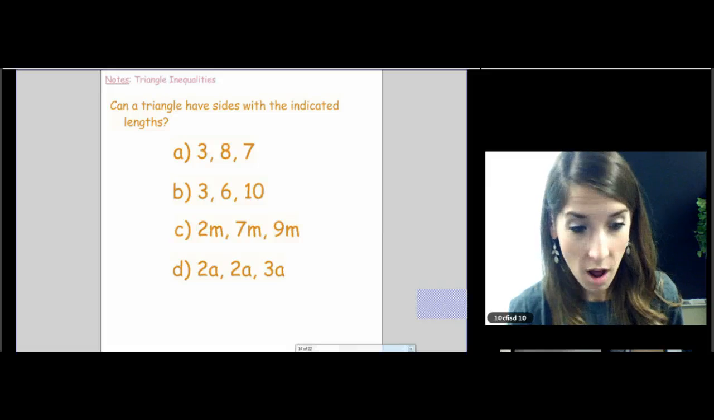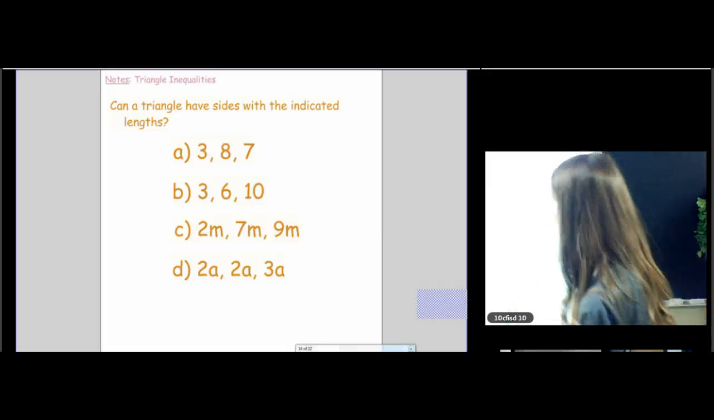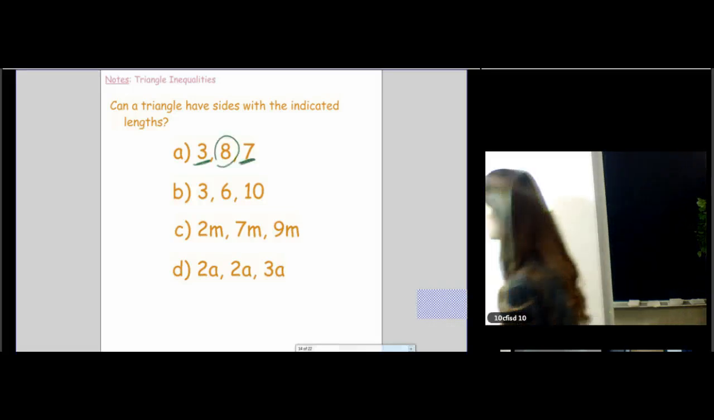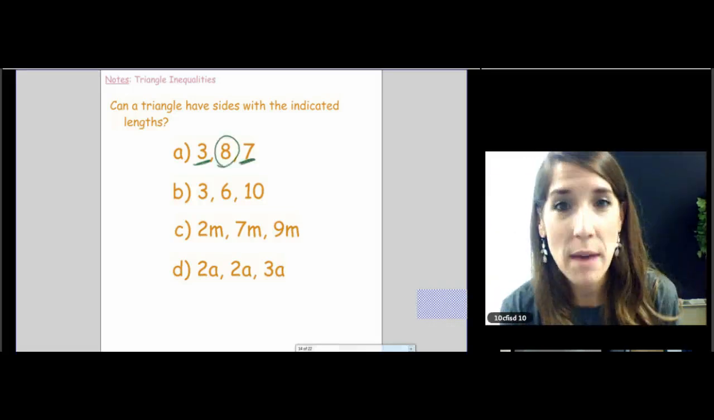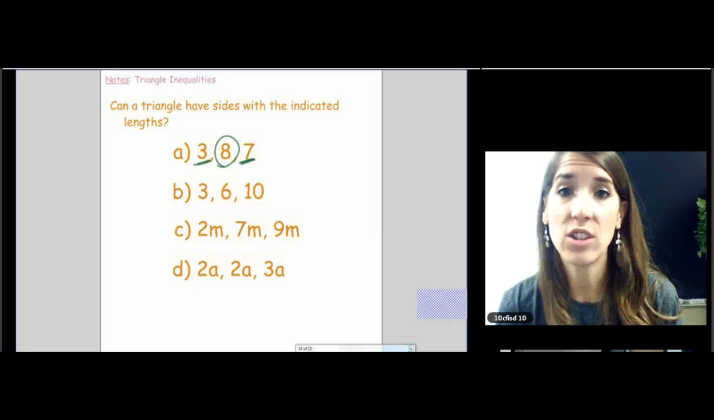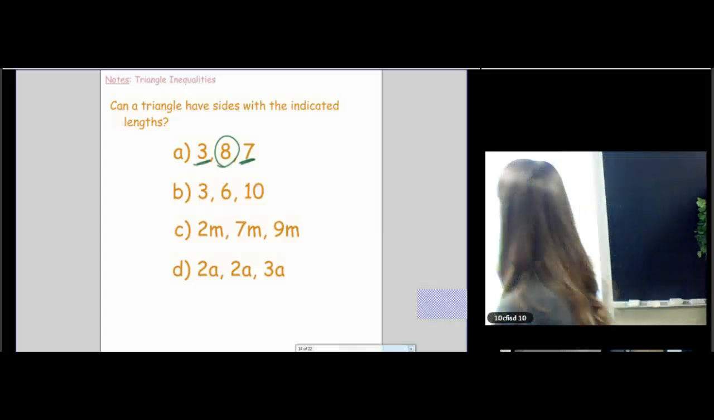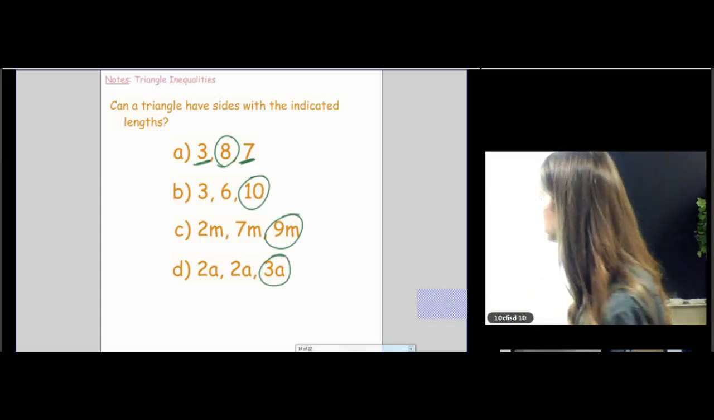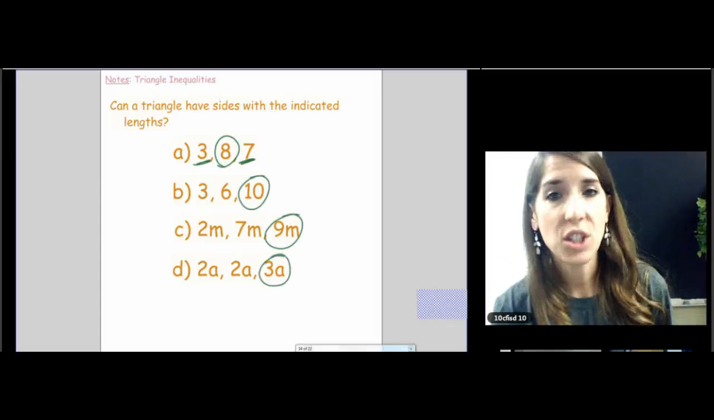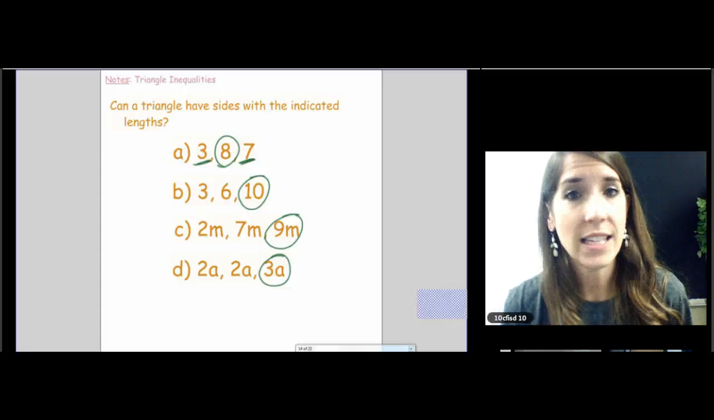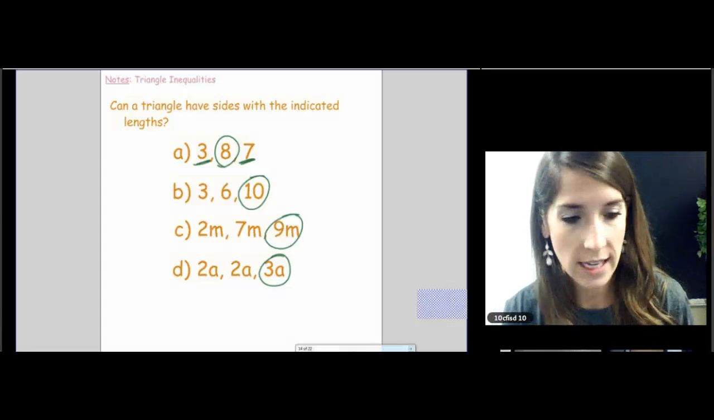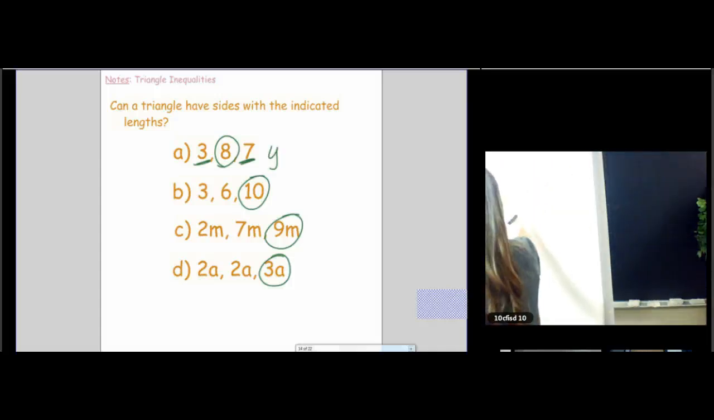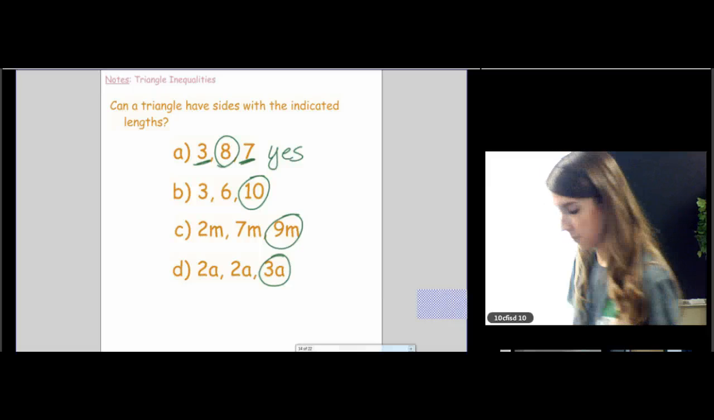Look at the smallest. Good, Victor. So you're going to find the two smallest, and you're going to make sure their sum is bigger than the largest. So I always circle the largest. I go through every time, and I circle the largest. Okay? Is 3 plus 7 greater than 8? It's a yes or no question. Is it greater or is it not? If the answer is yes, then you can form a triangle.